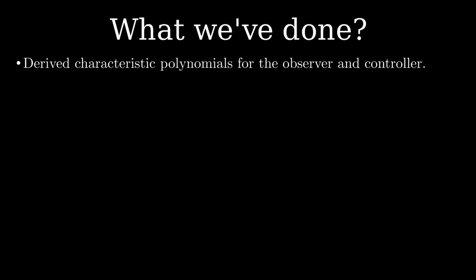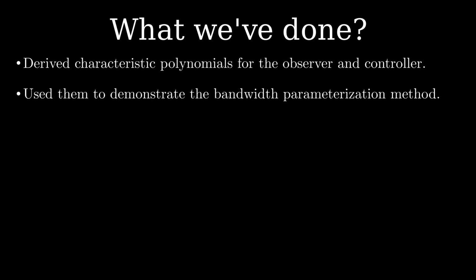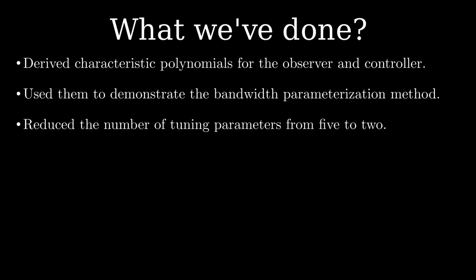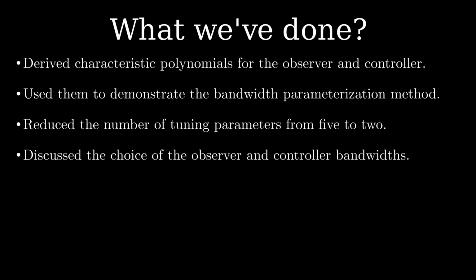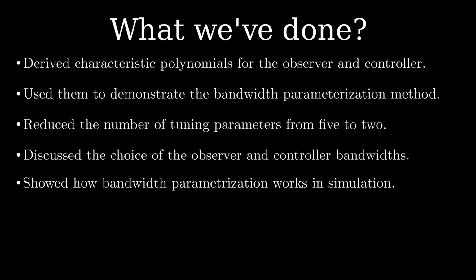Let's summarize what we've done this time. We've derived the characteristic polynomials for the error-based observer and controller. We've used them to demonstrate the bandwidth parameterization method, which places all poles on a given frequency. That allowed us to reduce the number of tuning parameters from 5 to 2. We've discussed the choice of the observer and controller bandwidths and how they relate to each other. Finally, we've shown how the bandwidth parameterization method works in the simulation.